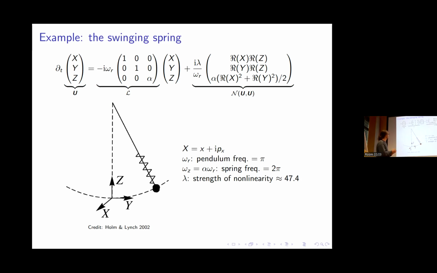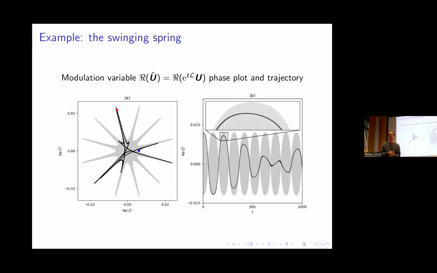And what does this look like? So these are the trajectories of the swinging spring. So in the black lines here, I've plotted the modulation variable of the spring. So this is the slow modulating part to the fast linear amplitudes, and then the full solution is the grey bit in the background. This is a phase plot of the horizontal displacement, and then this is the vertical displacement against time.